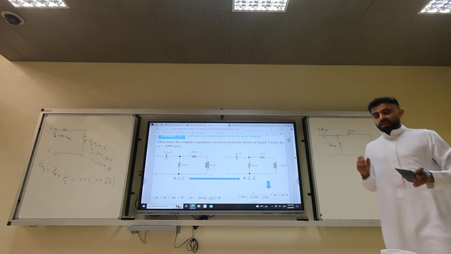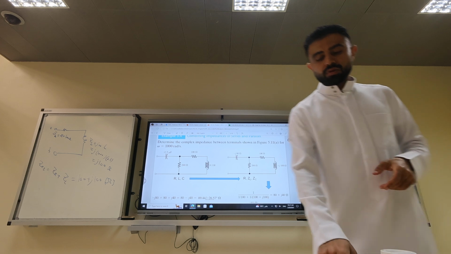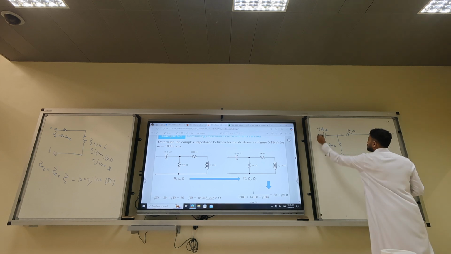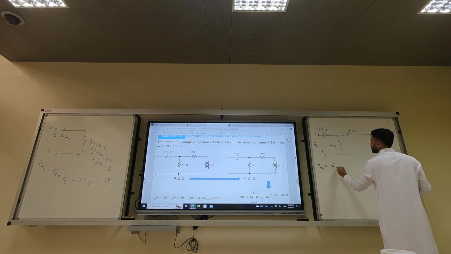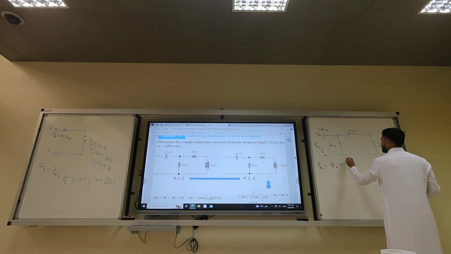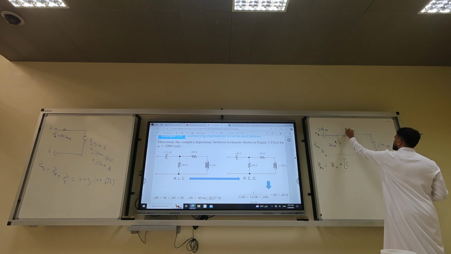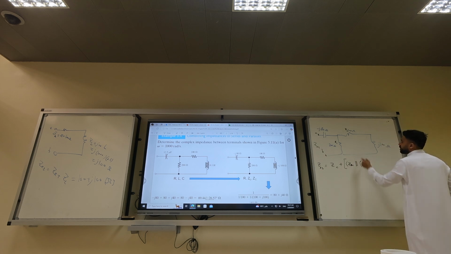Okay? Then we have to find the complex impedance, or the equivalent impedance, between A and B. So Z equivalent is Z sub C in series with the parallel combination between, let's call this R1, let's call this R2, Z sub R1, which is in parallel with the series combination of Z sub R2 plus Z sub L.